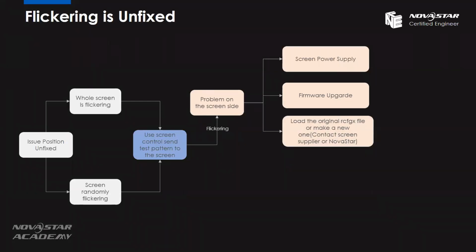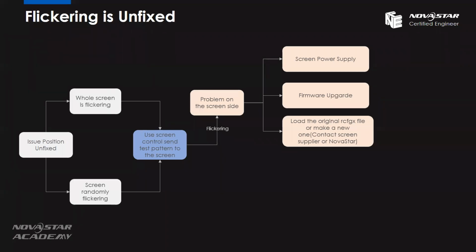We may have sent the wrong RCFG file to the screen, so we need to find the original RCFG file from the manufacturer. If we do not have it, we may need to create a new one. But don't ask me how to create a new RCFGX file, because this part is not that easy, and I cannot explain it in a few words. It's related to our advanced courses. So if you meet this kind of situation and you need a new RCFG file, you can contact your screen supplier, or you can contact Novastar. We can try to help you remotely to create a new one.